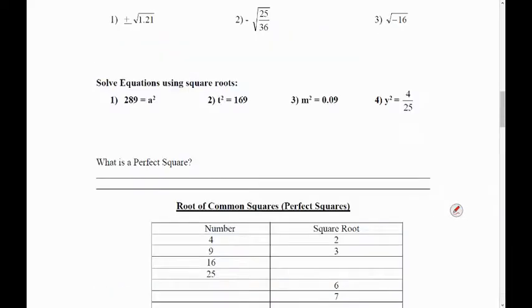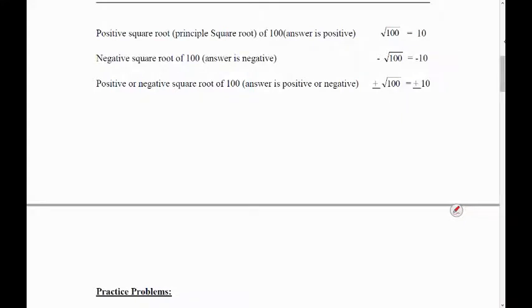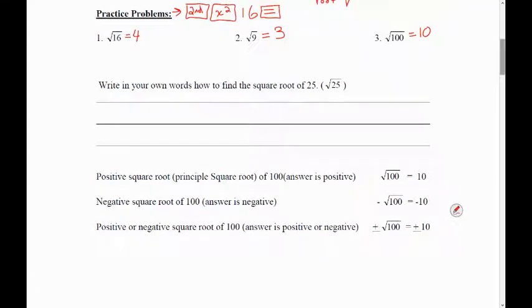So, it says, write in your own words how to find the square root of 25. That was the same question that I just asked you 3 different times. The question you ask yourself is, what number times itself is, in this case, 25? So what number times itself is 25? That number would be 5. So we would say the square root of 25 is 5.